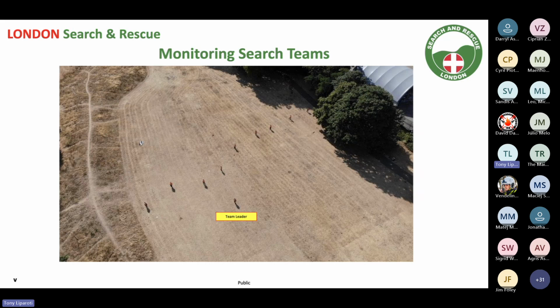Again, another example of observing and providing that situation awareness. This was a real search done in a park in London. These are all search and rescue members who created an extended line with the team leader behind, leading the team forward. This was a practical example where we wanted to combine the search and the use of drones in this particular type of task.